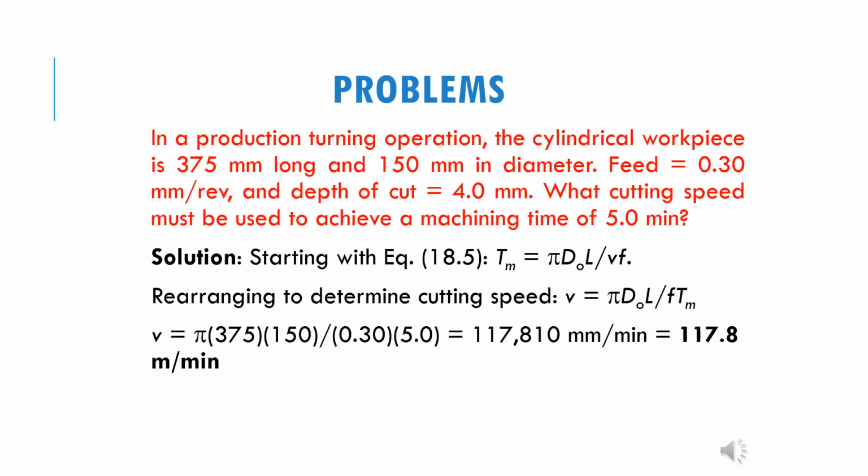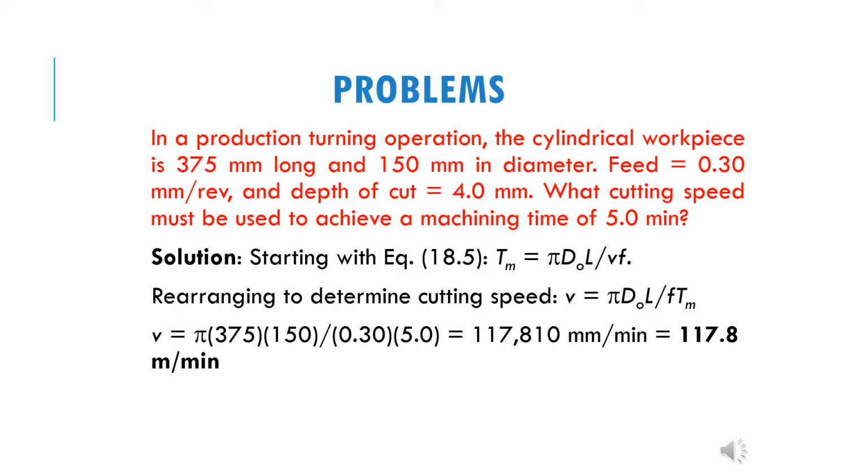So now let's see a problem to be solved. In a production turning operation, the cylindrical workpiece is 375 mm long, 150 mm in diameter. Feed equal to 0.3 mm per revolution and depth of cut equal to 4.0 mm. What cutting speed must be used to achieve a machining time of 5.0 minutes? So this one, we have to refer to the equation for time of machining, Tm.